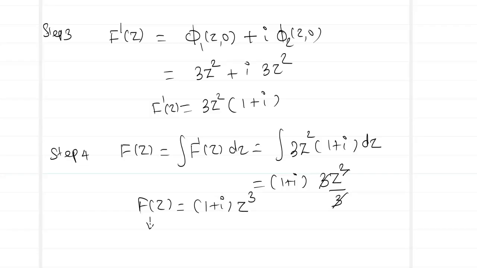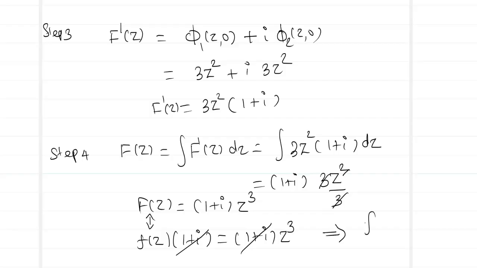What is the relationship between capital F of z and small f of z? I know that capital F of z is small f of z into 1 plus i. So on equating, I have 1 plus i times f of z equal to 1 plus i into z cube. Cancelling the complex number on both sides, what I am left with is my analytic function small f of z equal to z cube. So I have obtained my analytic function f of z in terms of z.